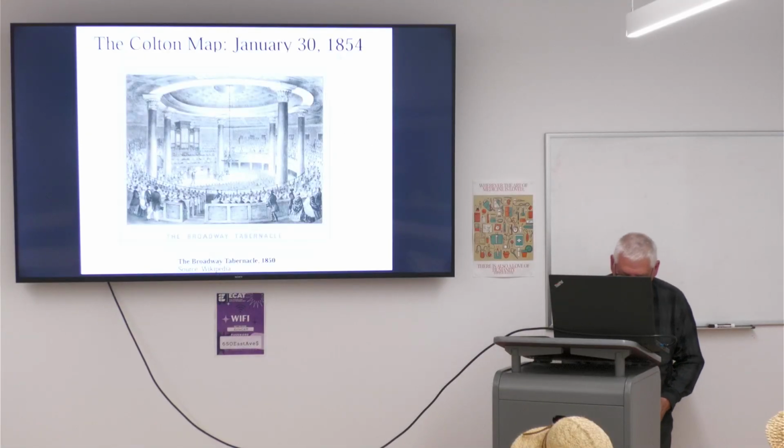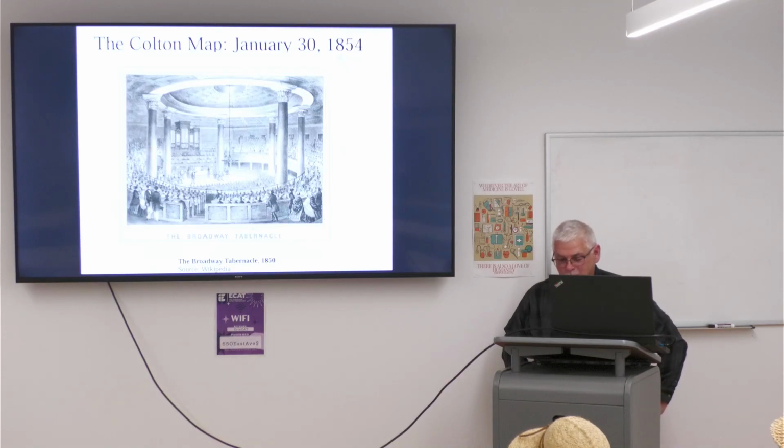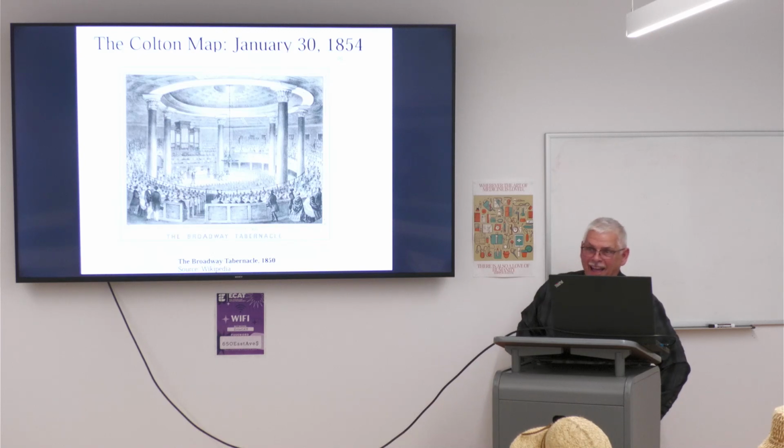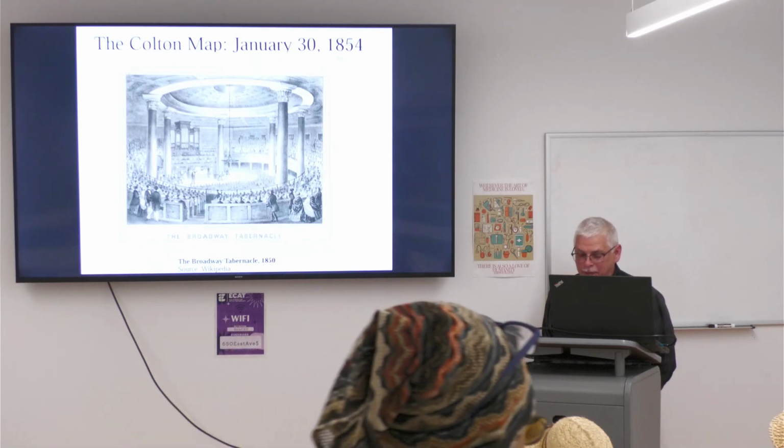So the first map we're going to talk about is the Colton map. Senator Chase did not have to wait long for maps to be brought to bear in opposition to the proposed Kansas-Nebraska Act. 3 days after the bill was introduced, 3,000 protesters gathered at the Broadway Tabernacle in New York City to oppose the bill.